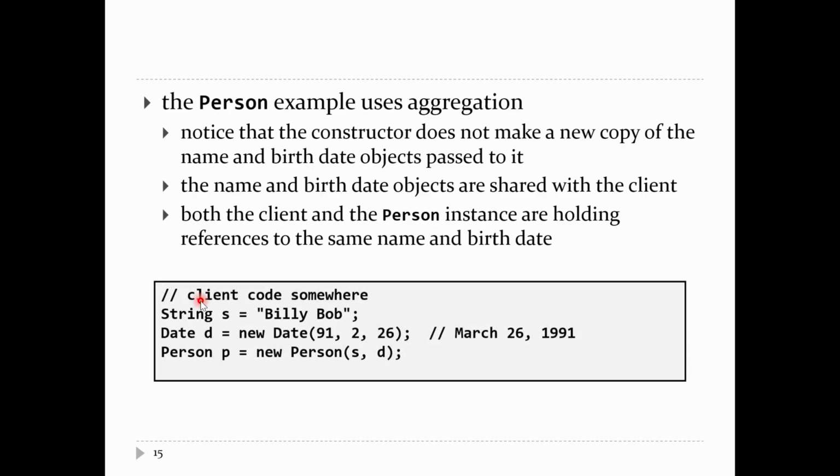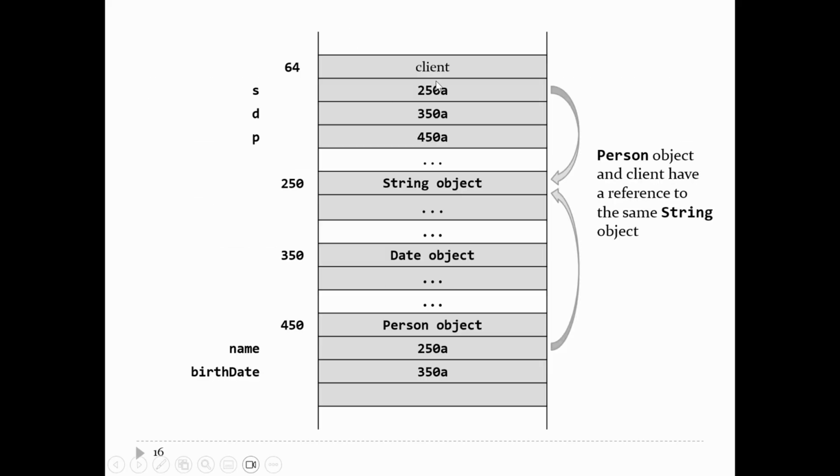So if the caller somewhere makes a string S and a date D, and then a person using S and D, what ends up happening is the following. Here's the caller. They have a variable S. This is the name. The name is a string, so somewhere in memory there's a string object. They have a date object, apparently sitting at address 350. So in memory somewhere there's a date object. They make a person object, so they call the person constructor.